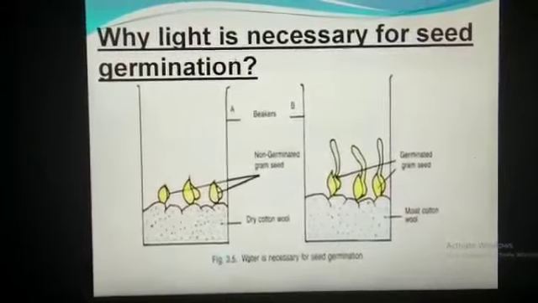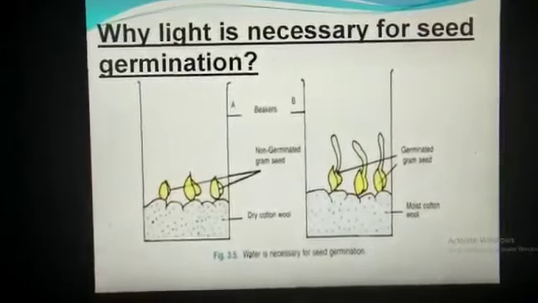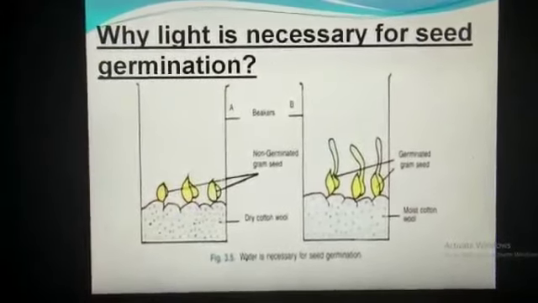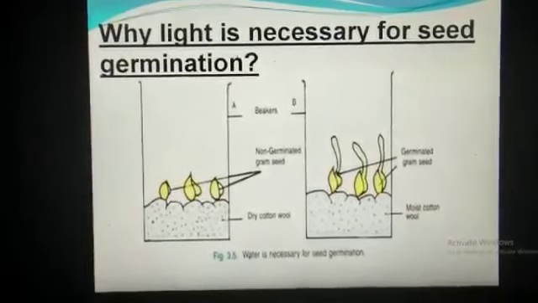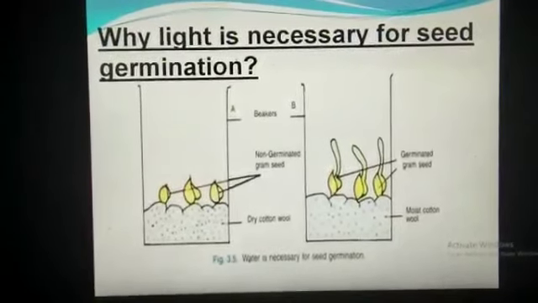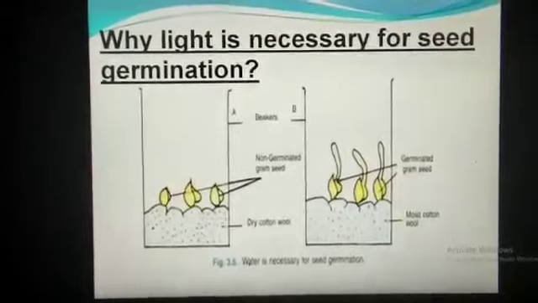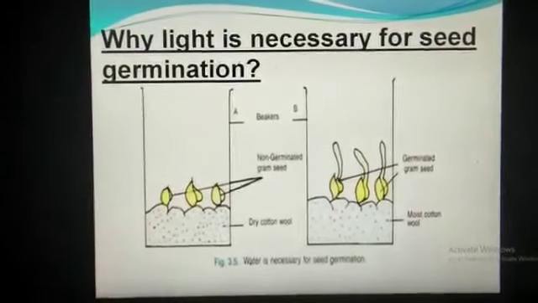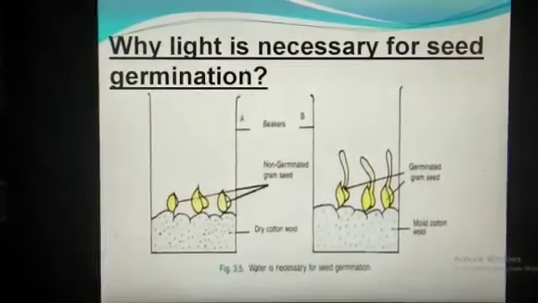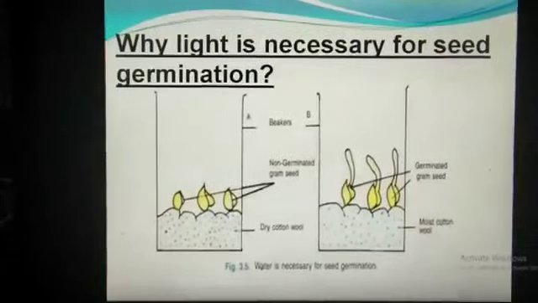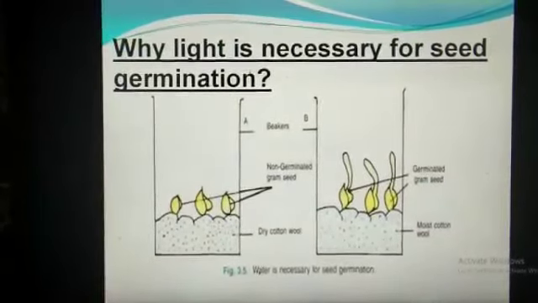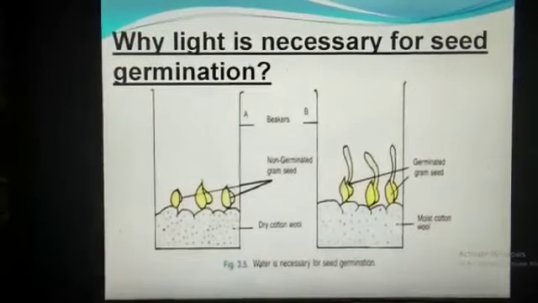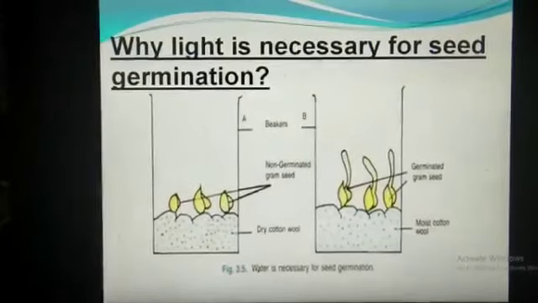Why is water necessary and why is light necessary? Now take some gram or pea seeds. They are put on dry cotton wool in beaker A, and the same quality seeds are put on moist cotton wool in beaker B. You see in the diagram, beaker A and beaker B both are shown. After 2 or 3 days, we observe that there is no germination in beaker A while seeds germinate in beaker B. This demonstrates why water is necessary.